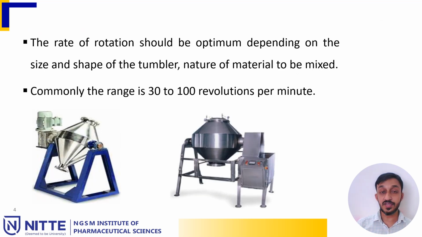The rate of rotation should be optimum depending on the size and shape of the tumbler, nature of the material to be mixed, etc. Commonly, the range of rotation is 30 to 100 revolutions per minute. You can see some of the photographs of various types of double cone blenders that are used in the industry.